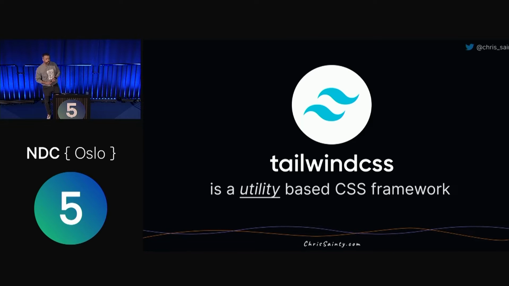Well, Tailwind CSS is a utility-based CSS framework. So what does it mean to be a utility-based CSS framework? Well, with Tailwind, what we do is we apply small, focused CSS classes that usually have a single responsibility and target a single CSS property. What we do is we compose these together to create an individual look and a certain style in our application.